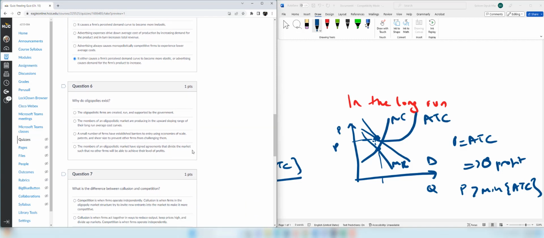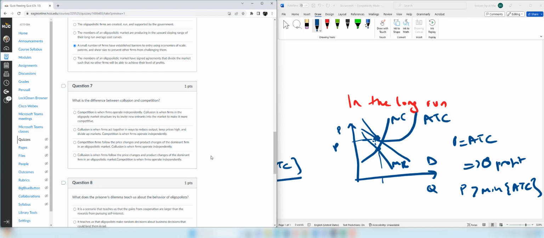Question 6. Why do oligopolies exist? So the oligopoly market actually started maybe with competition, maybe not, but the idea is that a small number of firms, which are dominant firms or strong firms, have established barriers to entry using economies of scale, patents, and sheer size to prevent other firms from challenging them. Therefore, we have few dominant firms in the market. That's how we get oligopoly markets.